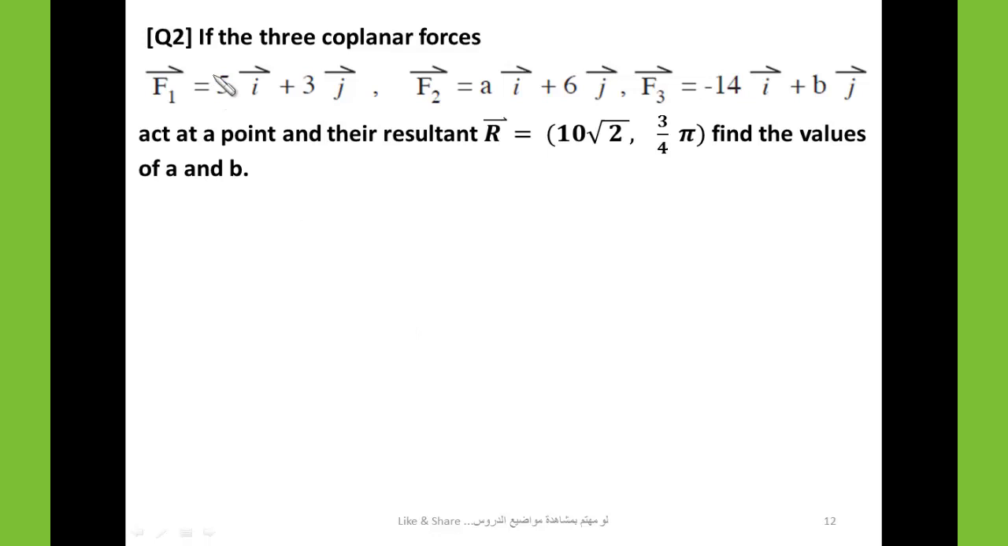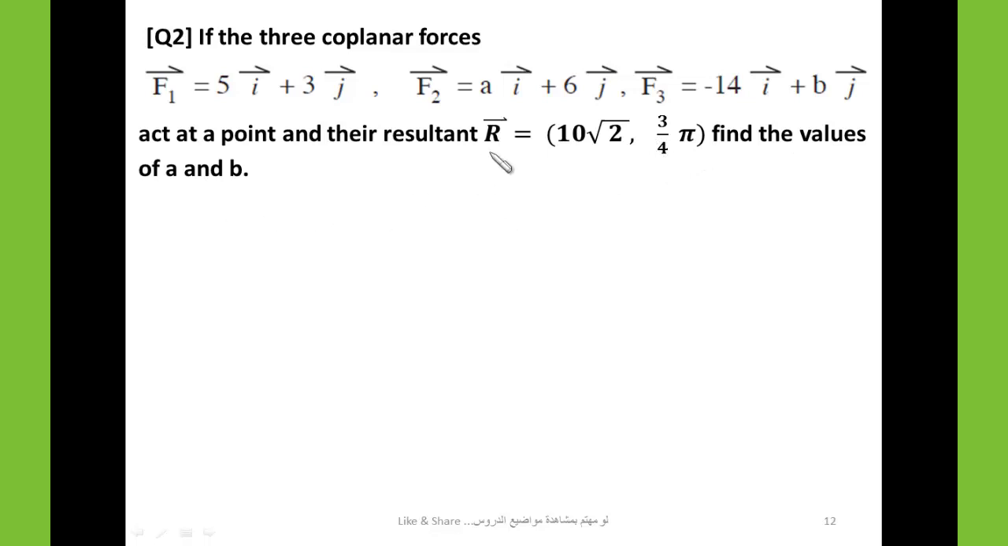Second question. If three coplanar forces F1 equals 5I plus 3J, F2 equals AI plus 6J, F3 equals negative 14I plus BJ act at a point, and their resultant R equals 10 root 2 and 3 over 4 pi. Find the values of A and B.